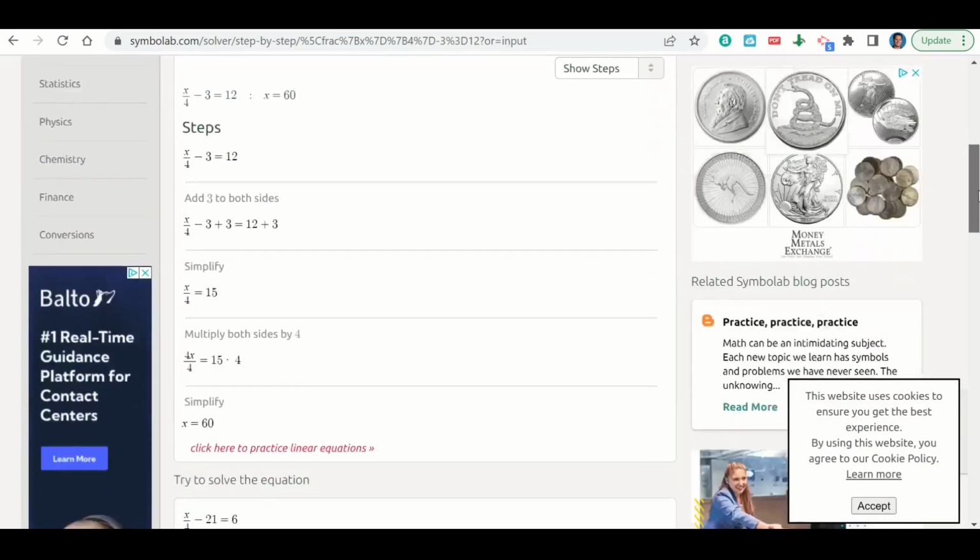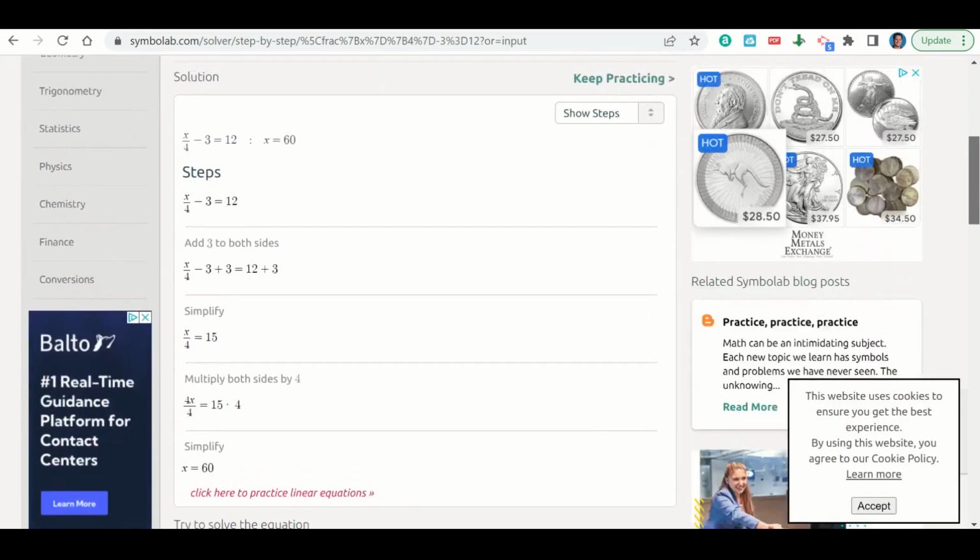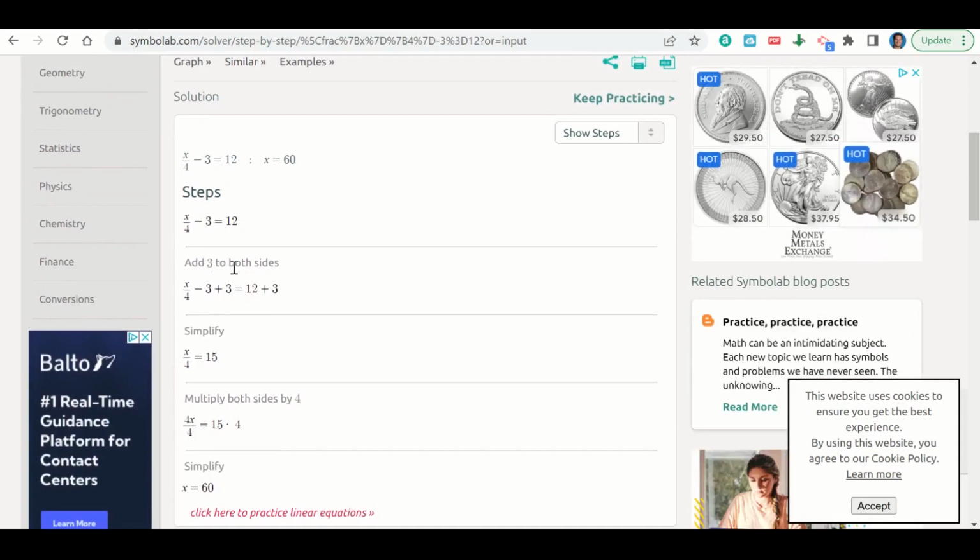And it'll give us our answer here, but it'll also show us step by step how to do this. So it tells us first we should add 3 to both sides. And we end up with x over 4 is equal to 15. It says now multiply both sides by 4. So we multiply both sides by 4, and we get x equals 60.